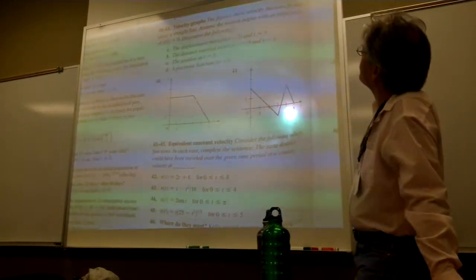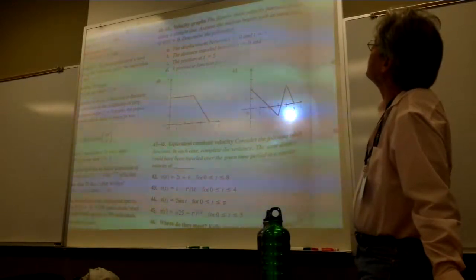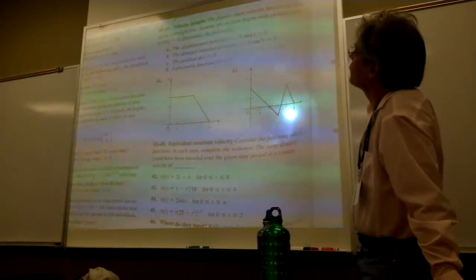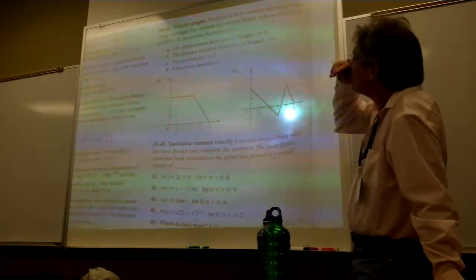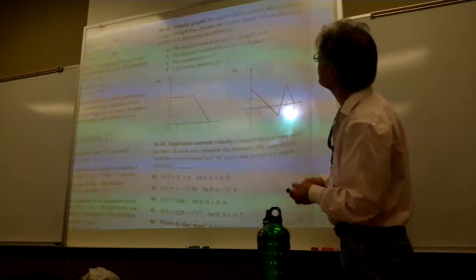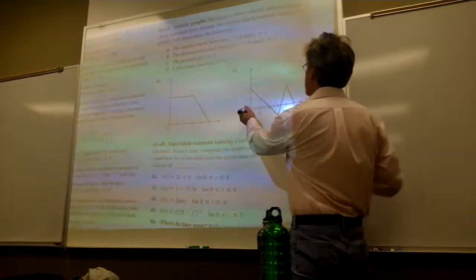The figures below are velocity functions that are graphed for motion along a straight line, and assume the motion begins with the initial position at t equals 0 to be 0. So let's determine the following. The displacement between t equals 0 and t equals 5. In my picture, number 41.